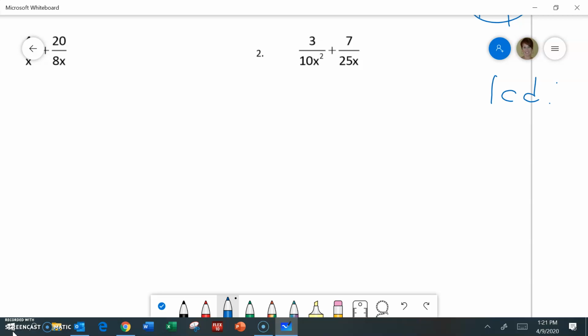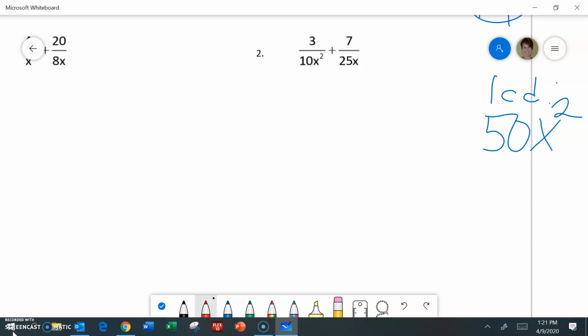So let's think. 10 does not go into 25. So the smallest number that 10 and 25 go into would be 50. And then the smallest kind of term that x squared and x go into would be x squared. So you can't use x because this one right here already has an x squared, if that helps a little bit of why I'm using x squared.